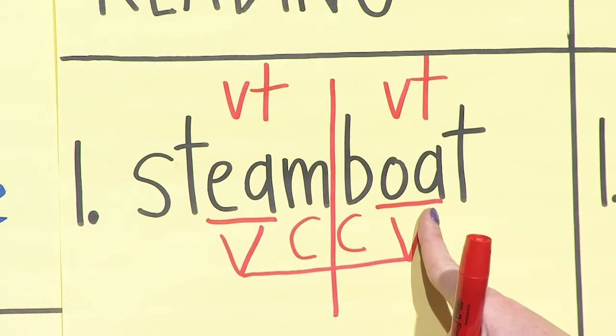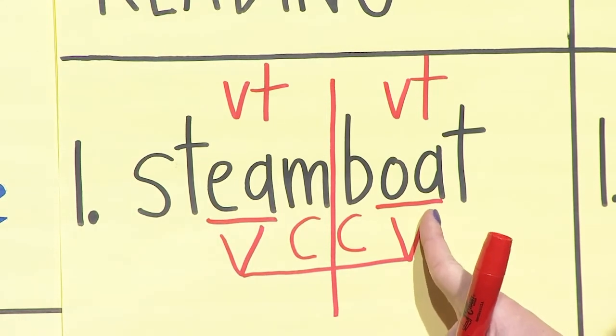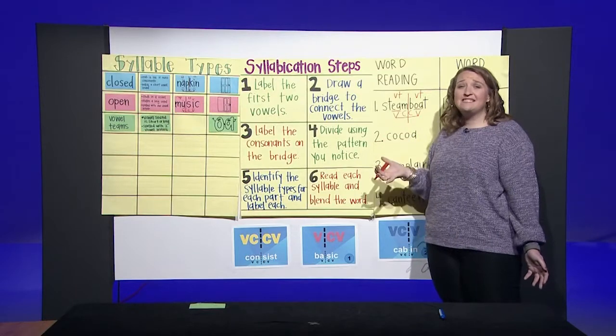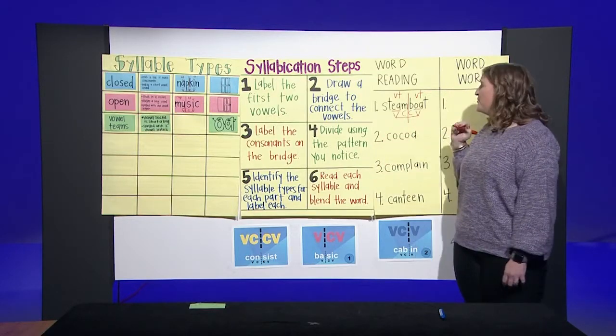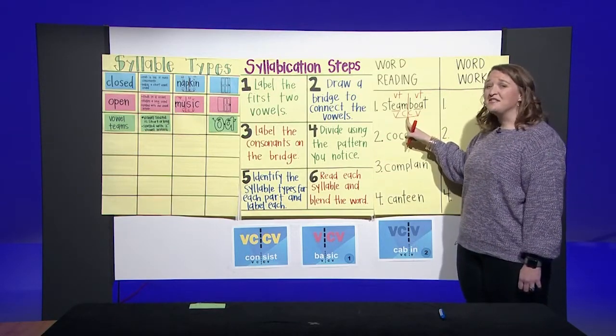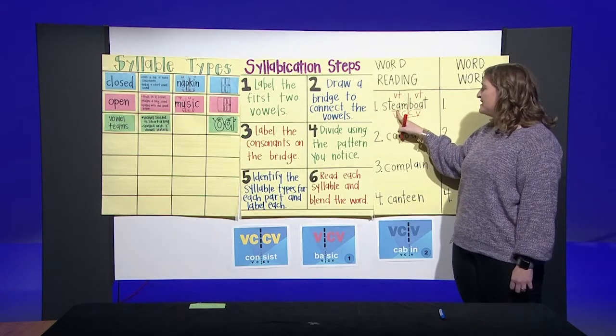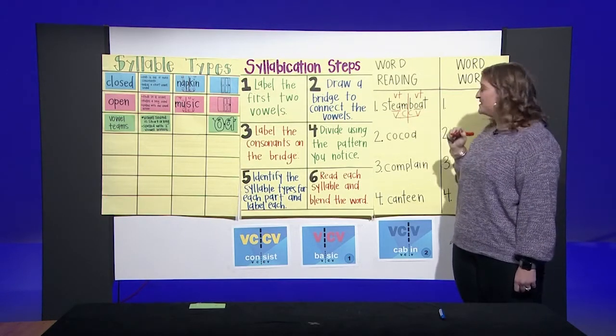That sounds like a word I've heard before. A steamboat is a boat that is powered by steam. The steam is what keeps the boat running. So this is the word steamboat. And our vowel sound E was correct in this word.